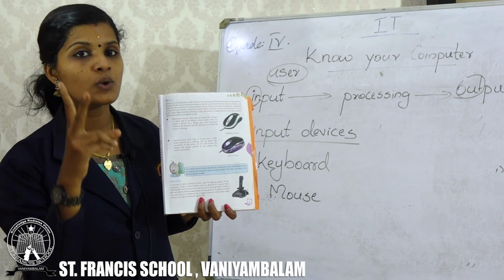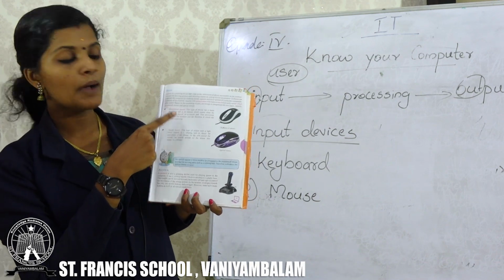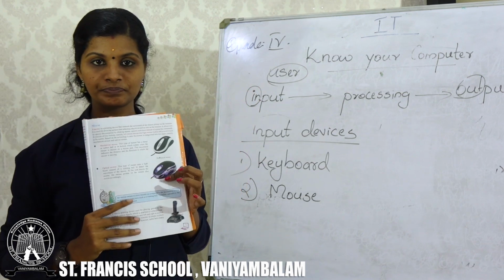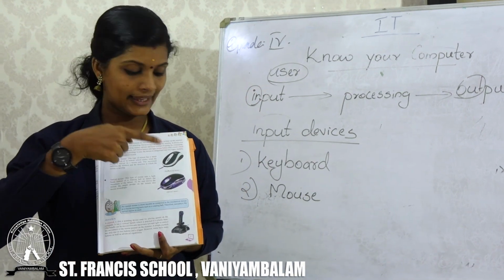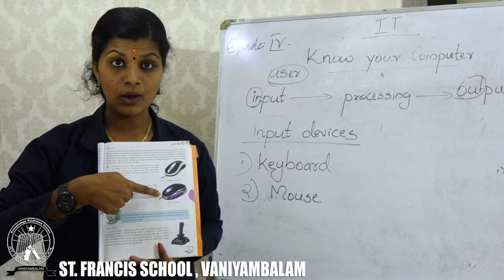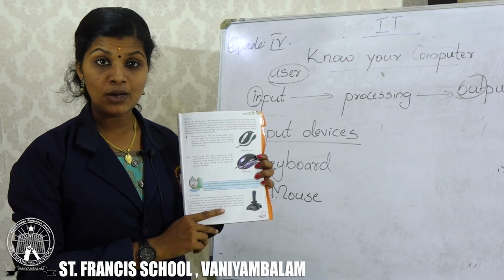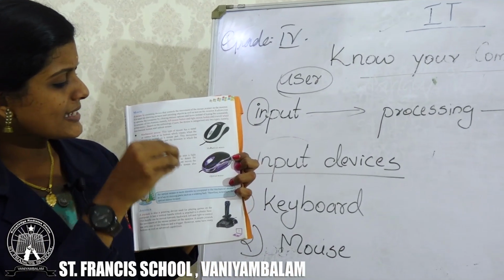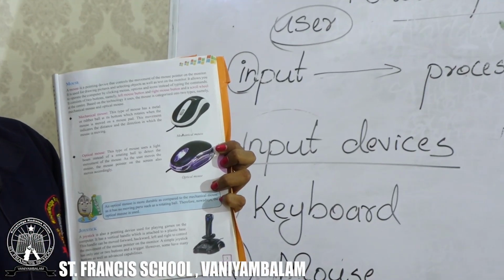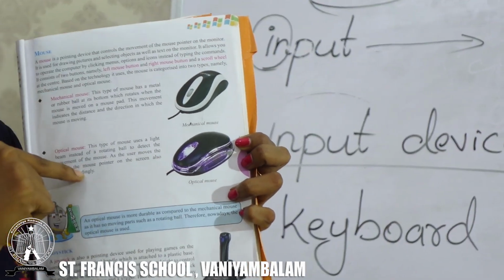Now, as part of the technology, mouse is divided into 2 types: the mechanical mouse and optical mouse. You can see the picture, you can see the difference also, mechanical mouse and optical mouse. You can find out some of the differences among these two.